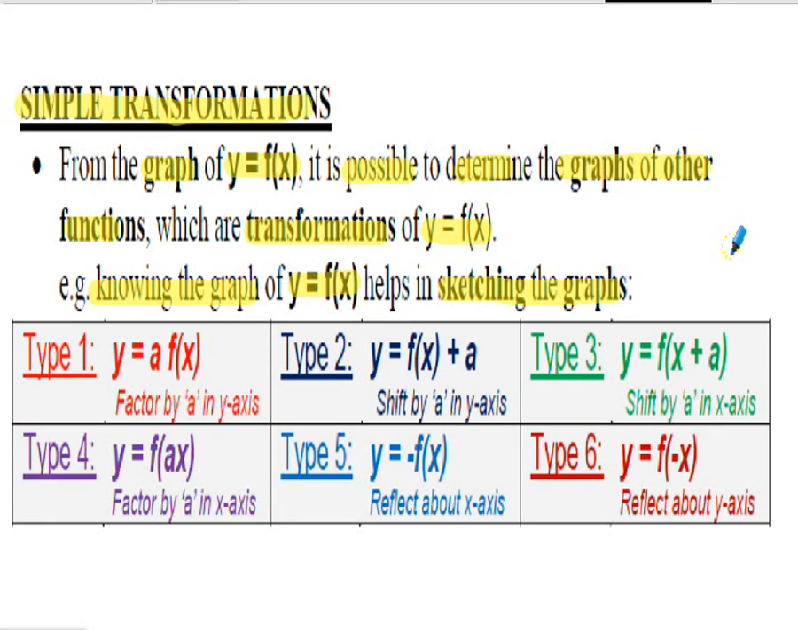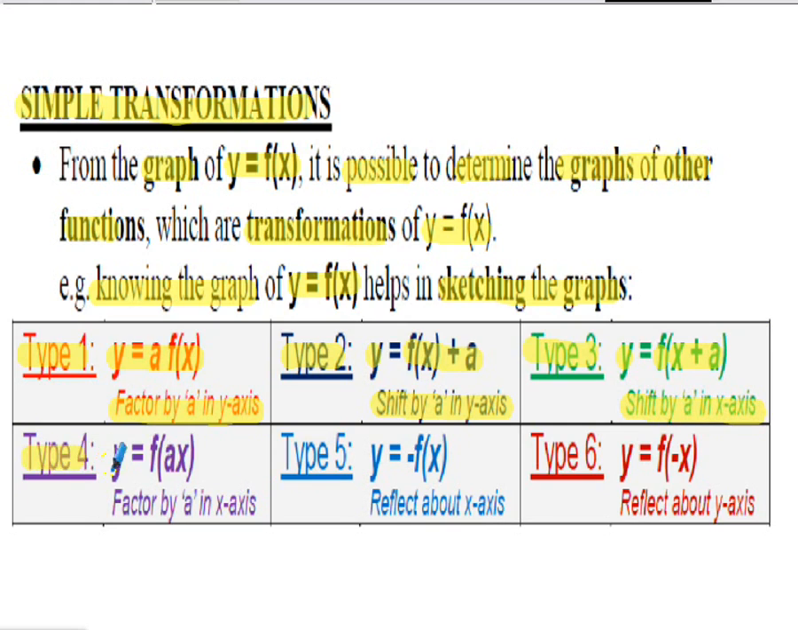There are 6 types of transformation that we are going to consider. Type 1. y is equal to a multiplied by the function of x. This has the effect of scaling the curve by a in the y-axis. Type 2. y is equal to the function of x plus a. This has the effect of shifting the curve by a in the y-axis. Type 3, y is equal to the function of, in brackets, x plus a. This has the effect of shifting the curve by a in the x-axis.